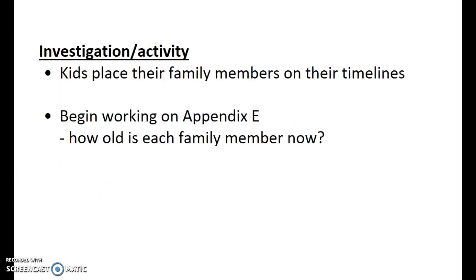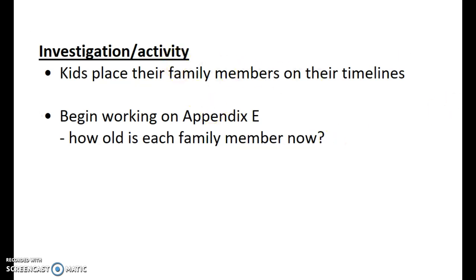The next thing is mostly just kids doing their own work, and it shouldn't be that complicated because it's a lot of cutting and pasting, and only some of them will get to doing the math part. But the kids are going to be now placing their family members on the timelines. Again, I would recommend that they write both the name and the birth year on that little yellow tab of paper and taping it onto the top. So if mom was born in 1979, then they write mom 1979, and then they tape it where it belongs on the timeline.